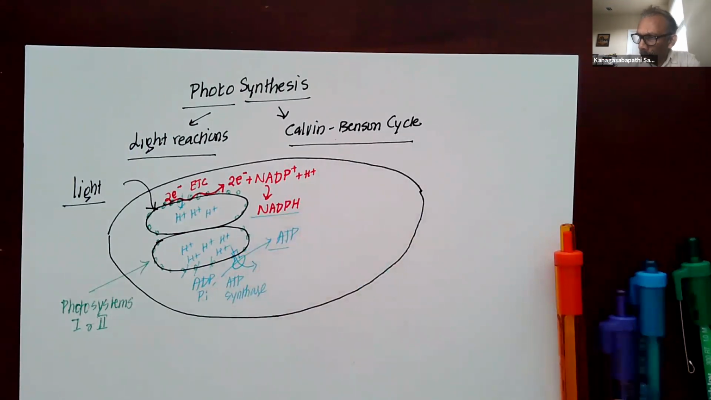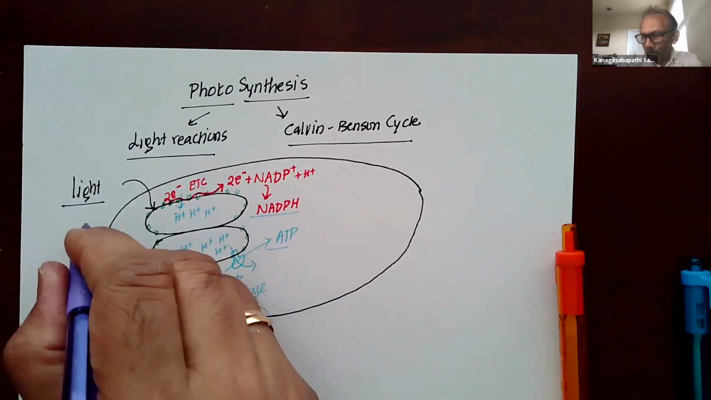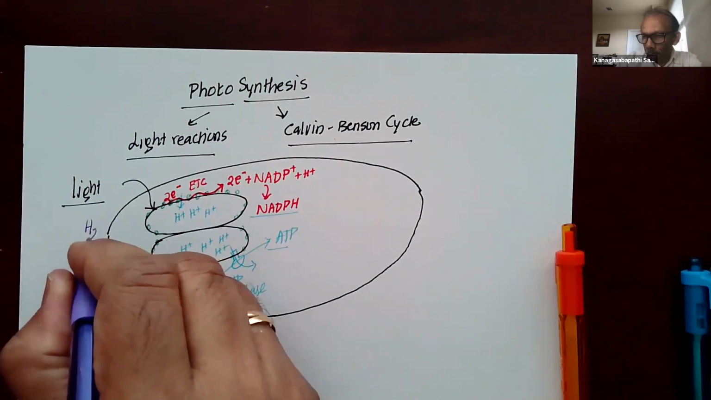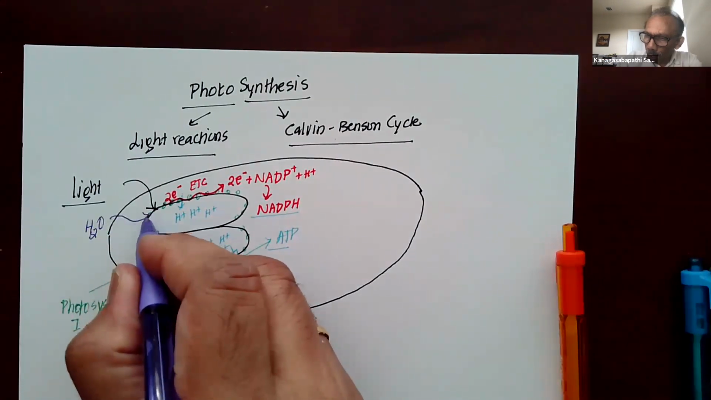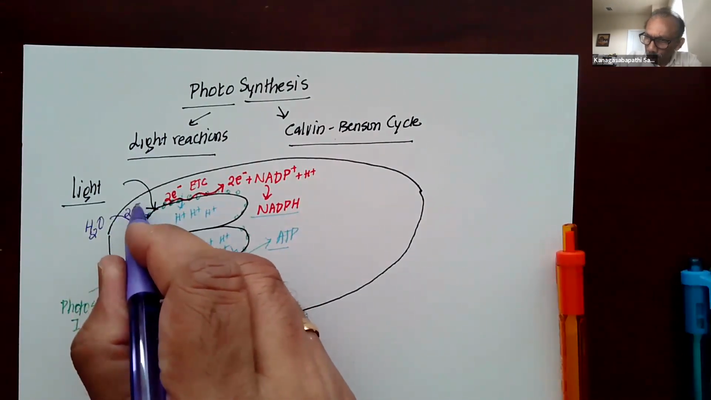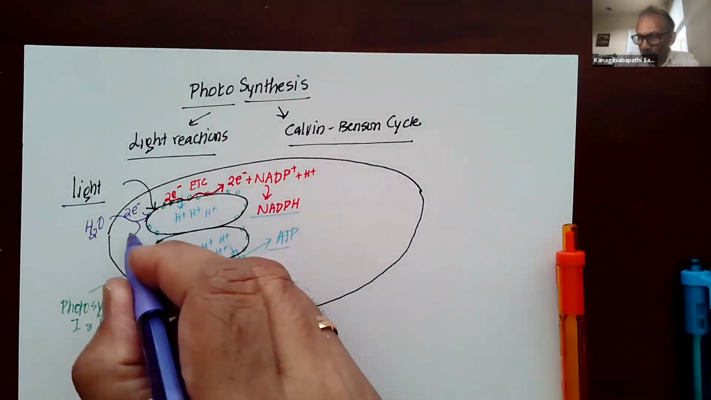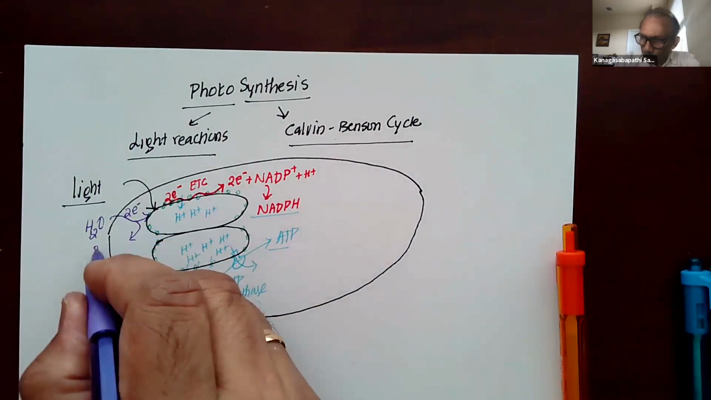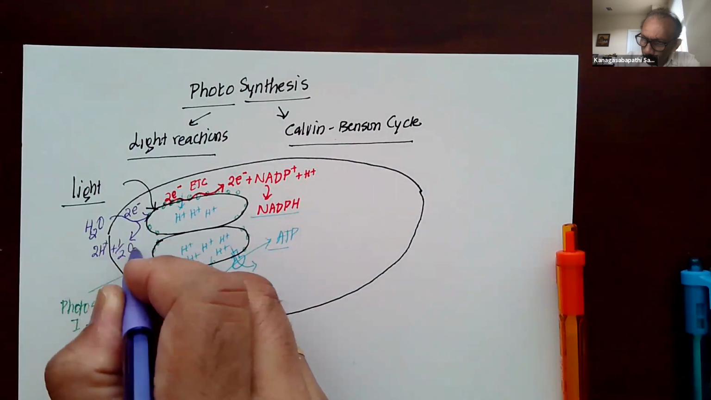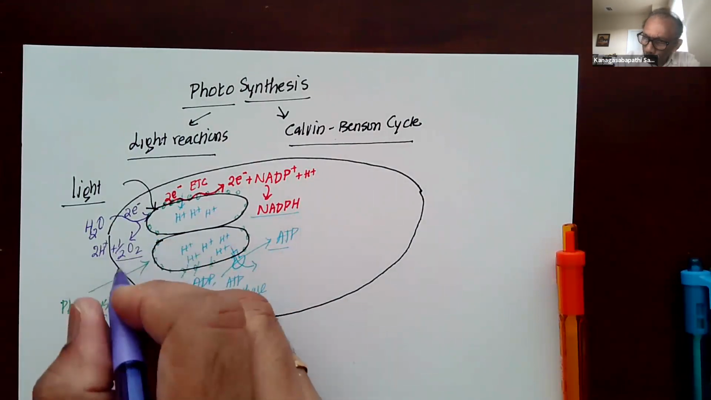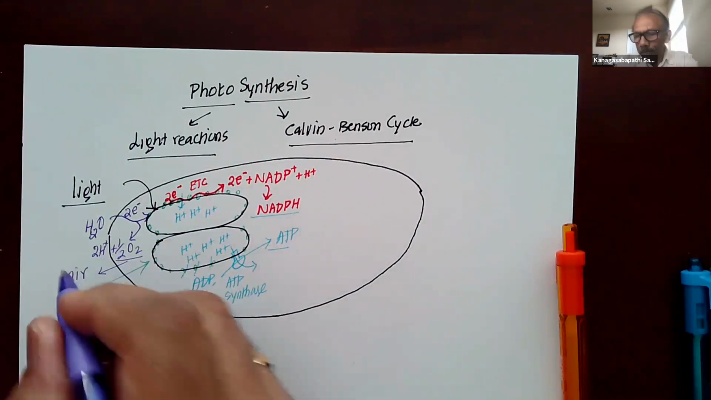Okay. But where the electrons are coming from is where water comes in, where it gives 2 electrons to the electron transport chain, and it is split into 2 protons and half of O2, and this oxygen is what is released to the air.